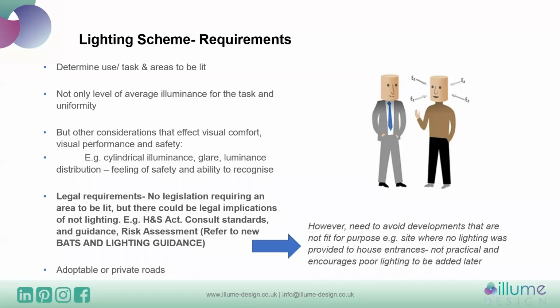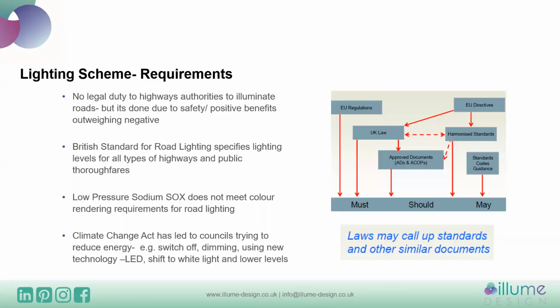Another aspect that also affects light levels is whether the roads within a development are adoptable or private. We have a lot more flexibility with private roads to reduce the levels of lighting, whereas with adoptable roads, there are requirements that we have to think about. So again, the reason that highways are lit is because it's seen that the safety and positive benefits outweigh the negative in most scenarios.